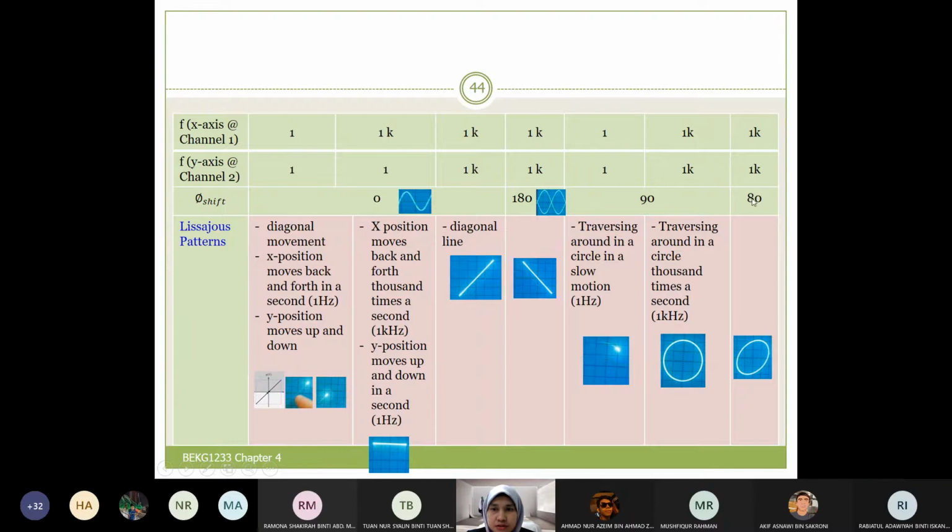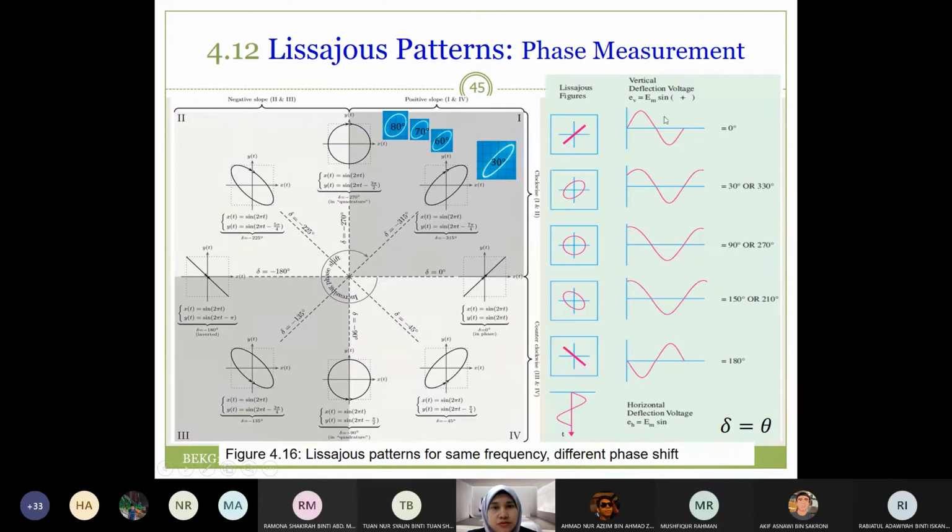Imagine that the degree goes 90, 70, 60, 50, and so on, and lastly goes to 0 degree. So this circle will become a diagonal line. Let's refresh. This one is for negative slope. This one is for positive slope. At 0 degree, this is the diagonal pattern.